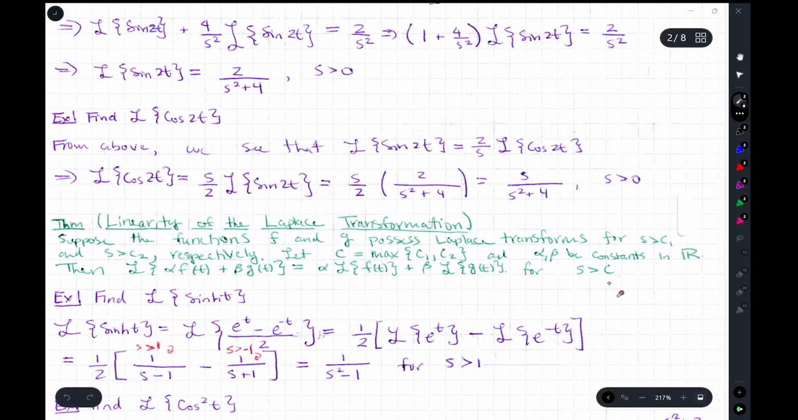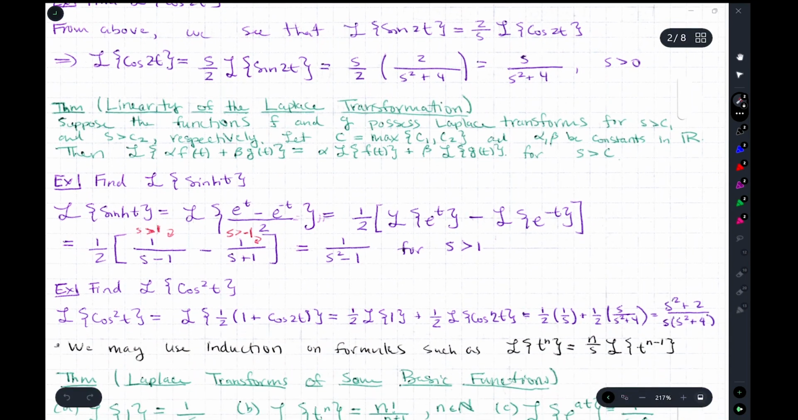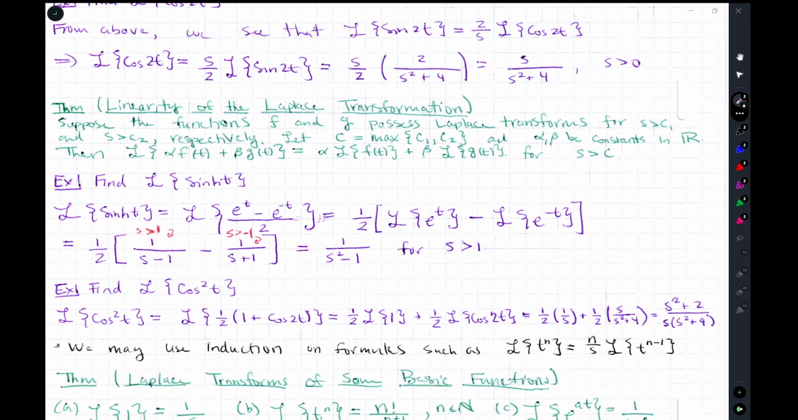And it'll converge for s strictly greater than c, which recall is the greater of the two. That's why we took the max of those two. So let's see how this theorem could be helpful, and it is really helpful, unless you appreciate computing Laplace transforms always from the definition and taking the improper integral.